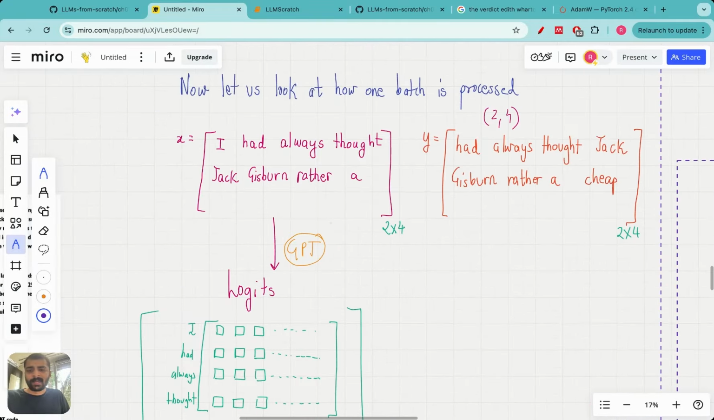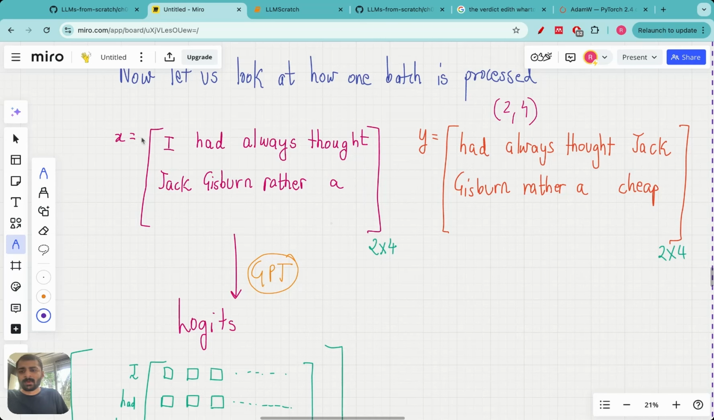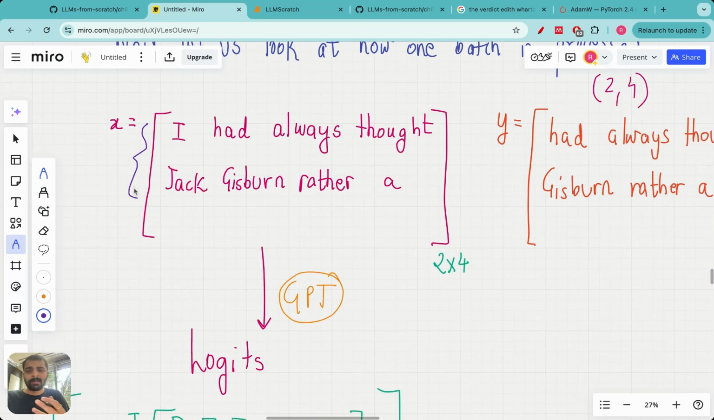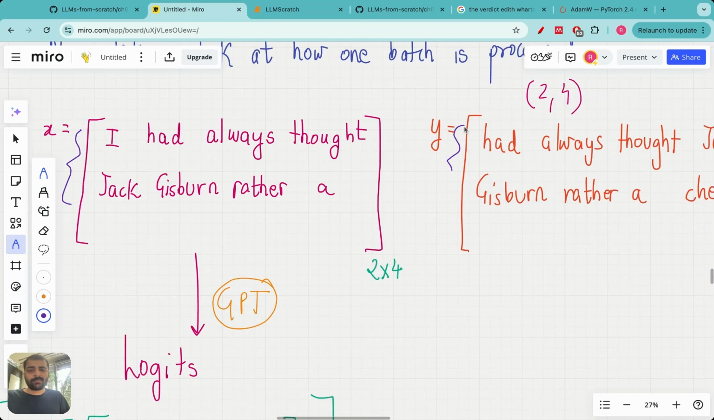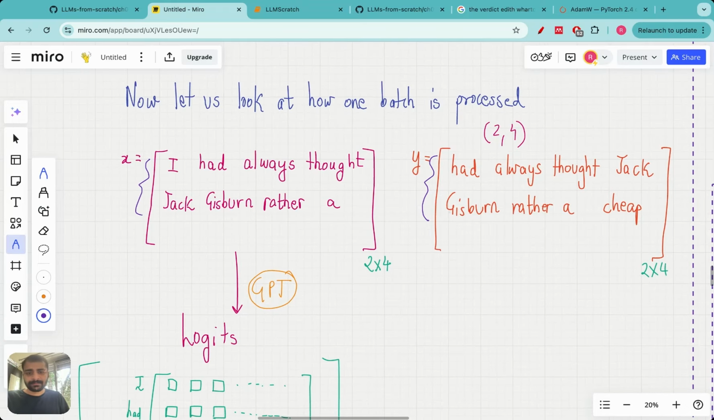So here's one batch of input and target pairs. Here you can see that the input consists of two samples and the target consists of two samples. This is from our data set itself. In each sample, you can see that there are four tokens, but actually when we code, the number of tokens is pretty big. I think it's around 256. That's the context size, or how many tokens you are going to see before predicting the next token.